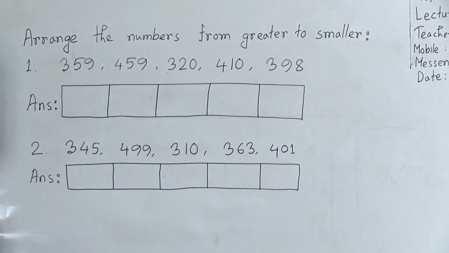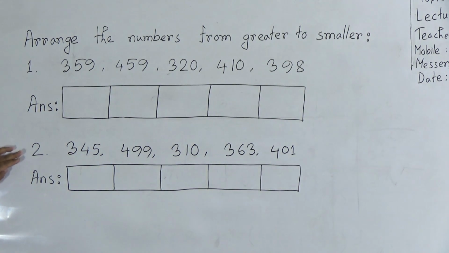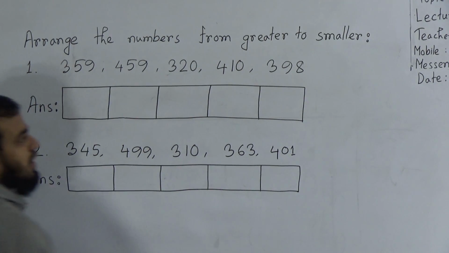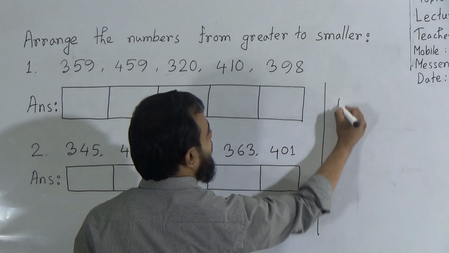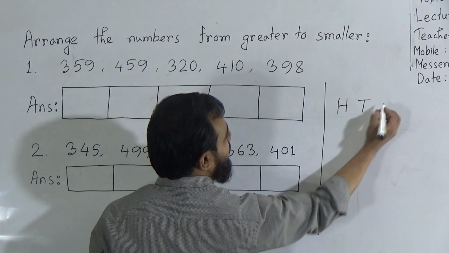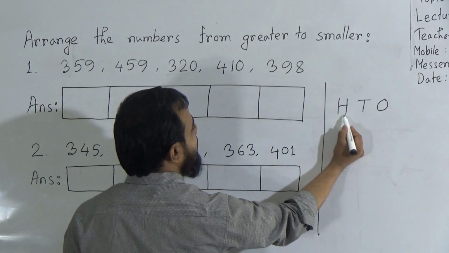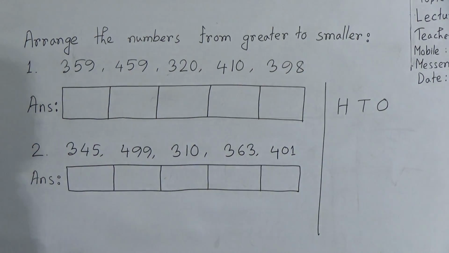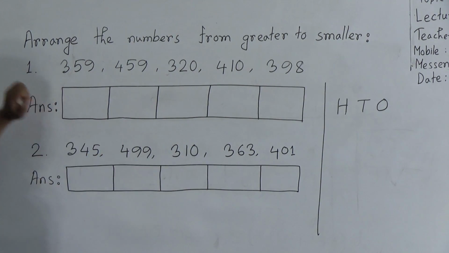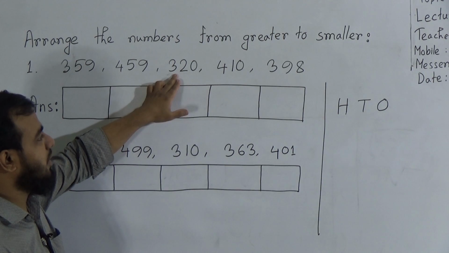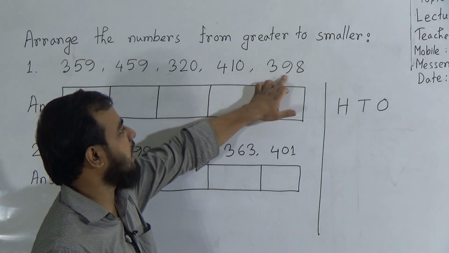Okay, we will solve two questions today, question number 1 and question number 2. In question number 1, there are 5 numbers and we have to arrange these numbers from greater to smaller. To arrange these numbers, first of all, we have to know the place value. This is the place value of ones, this is tens, and this is hundreds. All the numbers have 3 digits only, that is why we need only 3 place values. Look, the numbers are 359, 459, 320, 410, and 398.